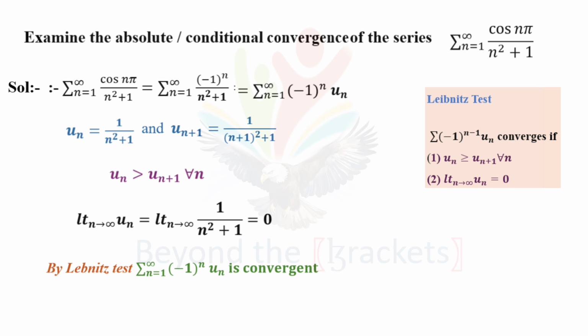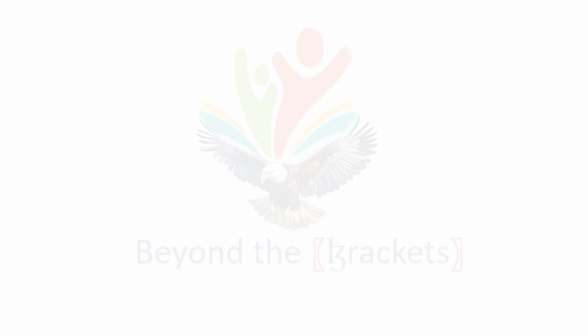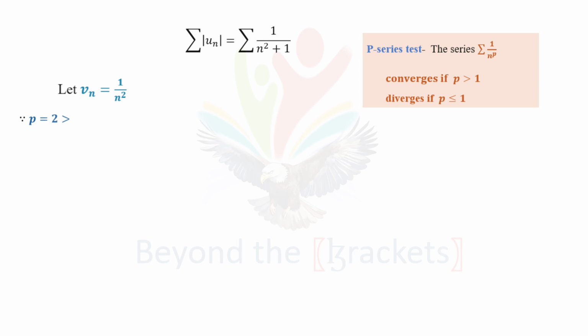To verify absolute and conditional convergence, take the absolute values of all the terms. So, modulus of un will be equal to 1 by n square plus 1, whose convergence can be tested using limit comparison test. Choose Vn such that numerator is the highest power of n, so there is no n term in the numerator, it will be 1, and the denominator will be highest power of n, which will be n square. By p-test, since p is equal to 2, which is greater than 1, Vn is convergent.